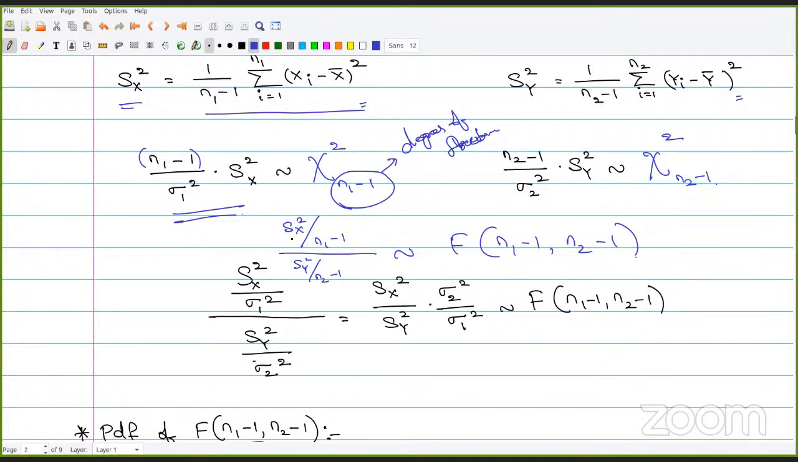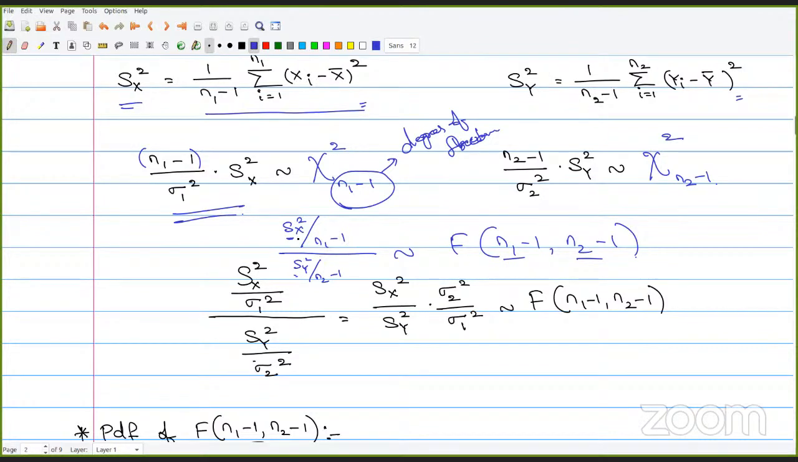If I have two random variables which follow chi-square distributions, each divided by its number of degrees of freedom, where the degrees of freedom for Sx square is n1 minus 1 and for Sy square is n2 minus 1, then if you divide these two, this will follow a new distribution called the F distribution. The two parameters are the degrees of freedom of the first distribution and of the second distribution. So that is what an F distribution means.